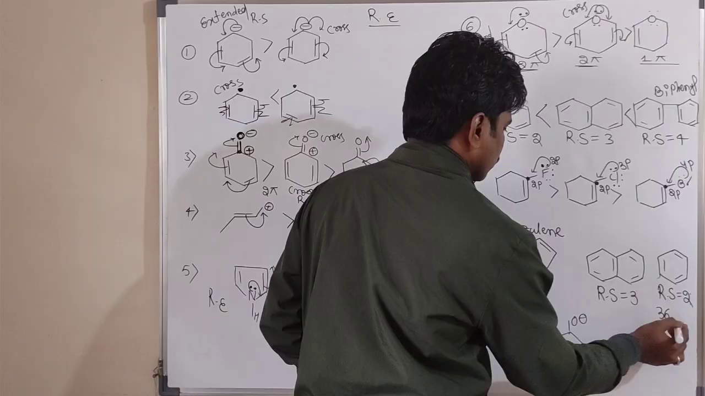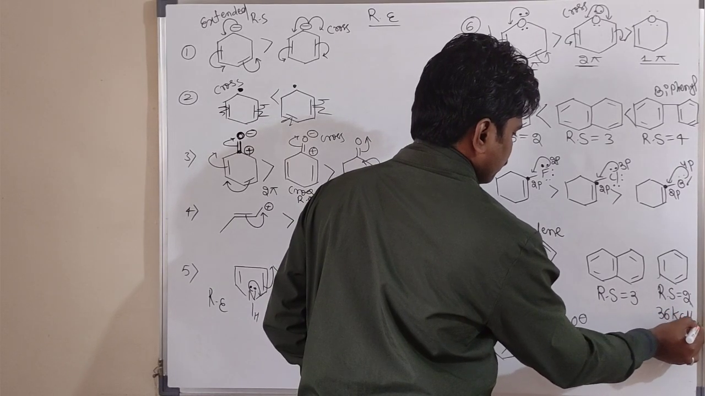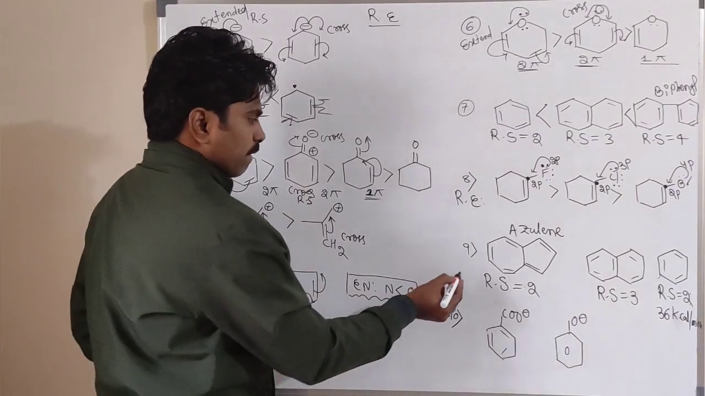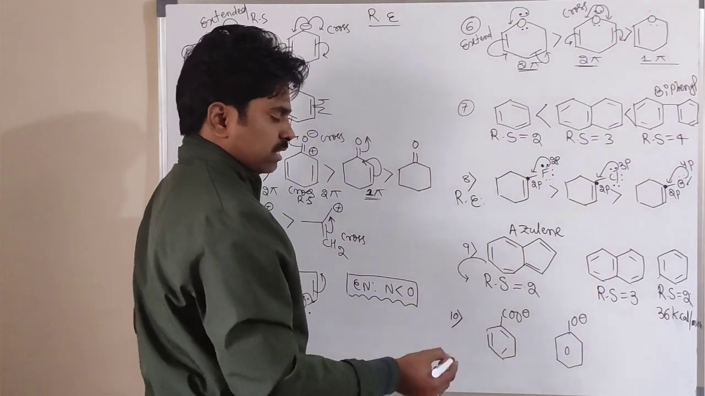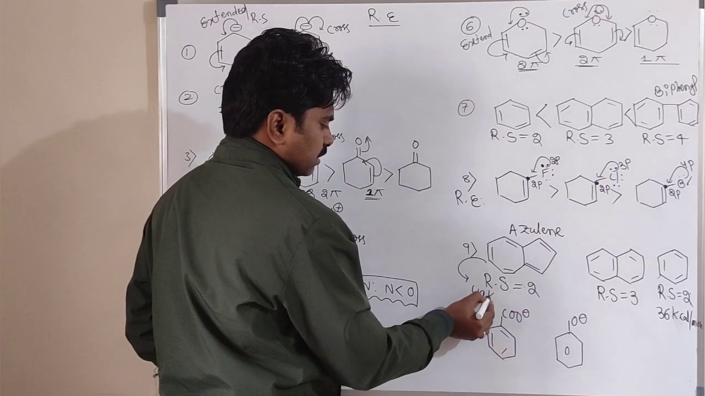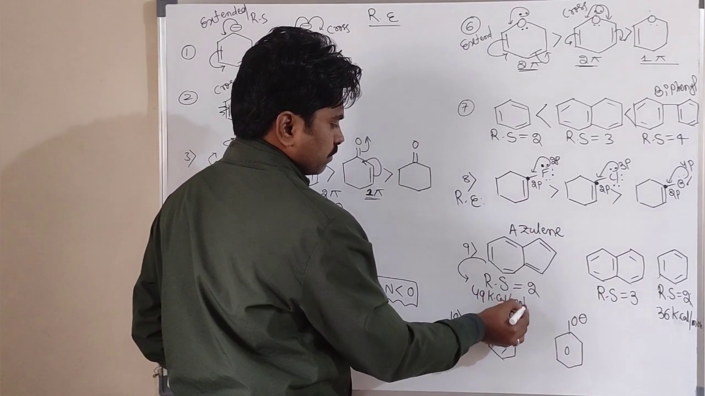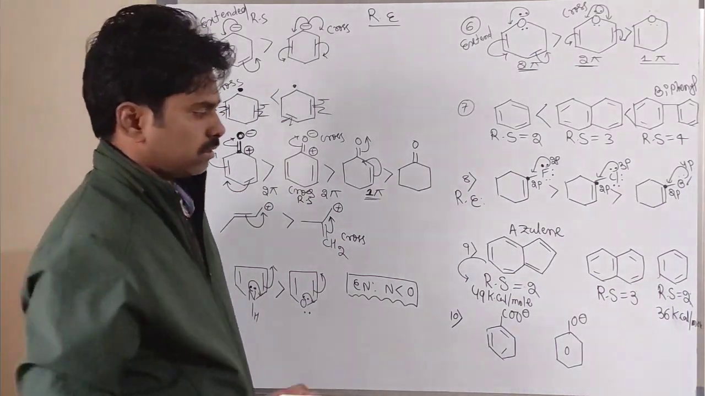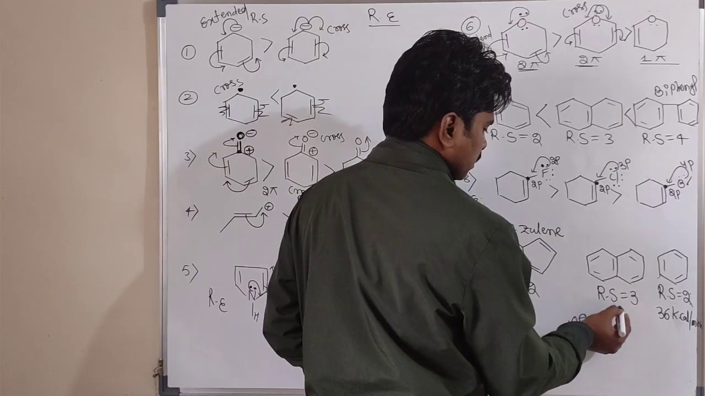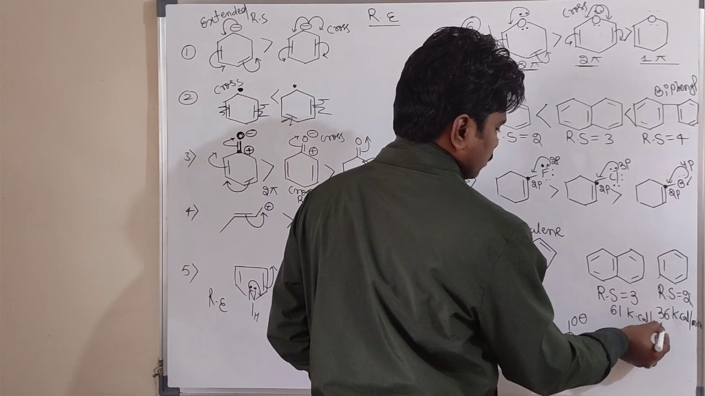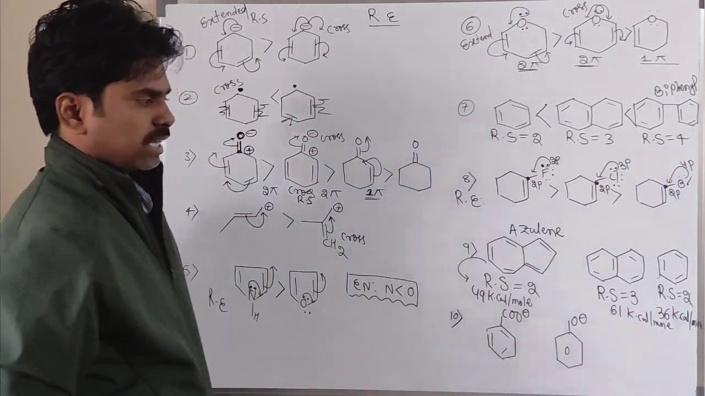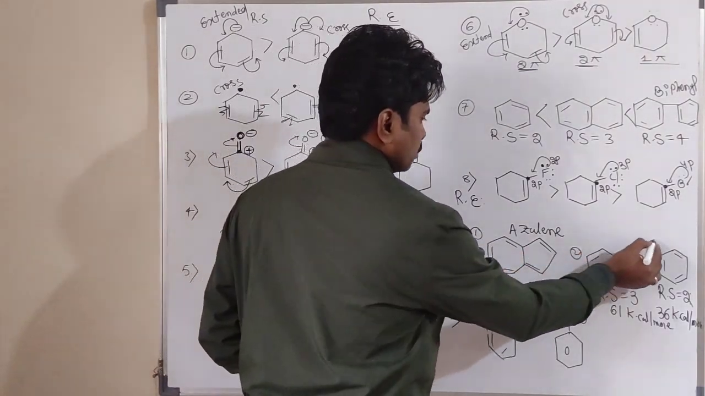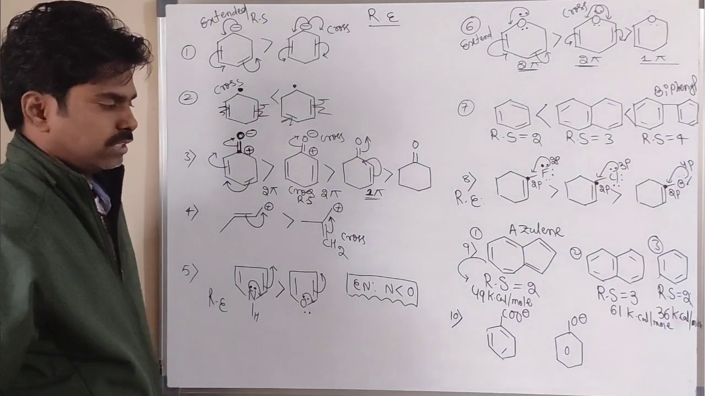Remember it as 36 kilocalorie per mole. The benzene resonance energy is 36 kilocalorie per mole, but azulene has a resonance energy of 49 kilocalorie per mole. The value of 49 kilocalorie per mole is for azulene. What about naphthalene? 61 kilocalorie per mole. So now you tell me which has the highest resonance energy. I will give the options 1, 2, 3. Which has the highest resonance energy?